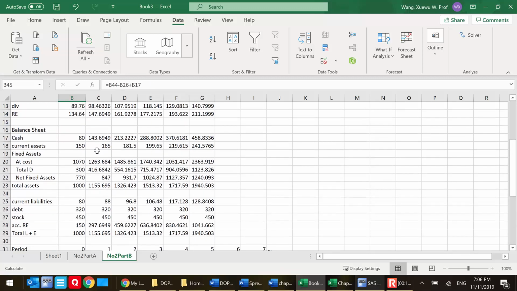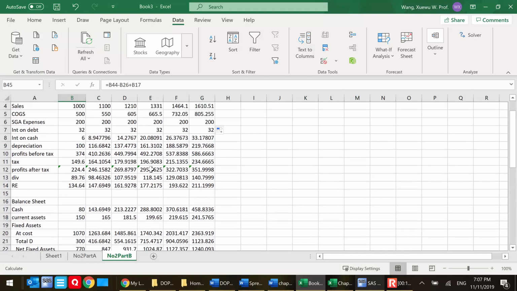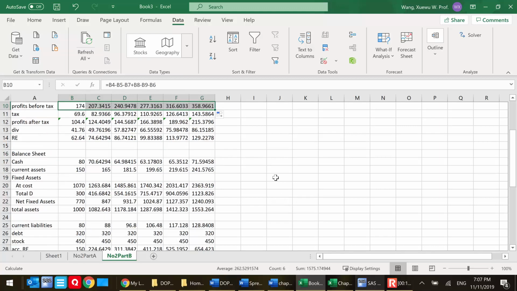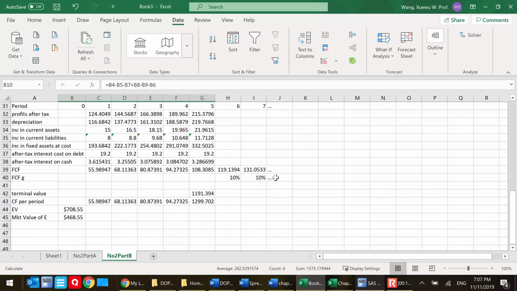That's because we have just added the one row, and we have not changed our formula for the profits before tax. So now I'm going to look at the profits before tax, and this time I need to knock off the SG&A expenses. These are pre-tax expenses. So that is the number now, 174, and I can copy this across. Everything is copied across and updated, and you see that the enterprise value is 708, and the market value of equity is 468. So that is very quick.